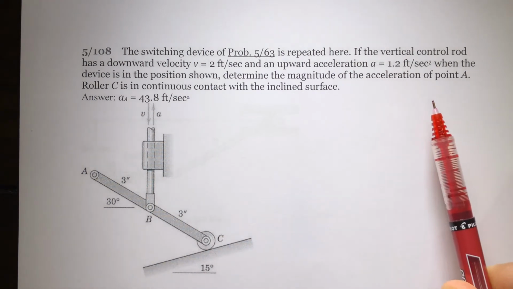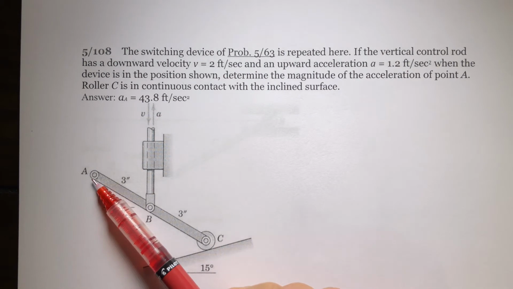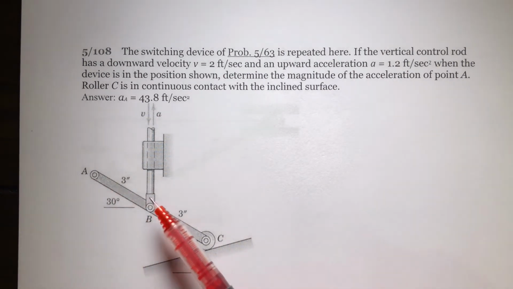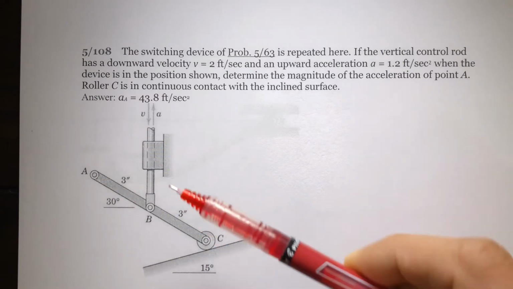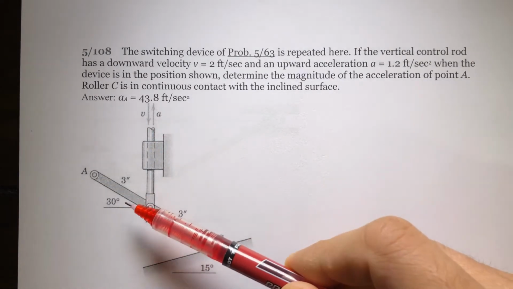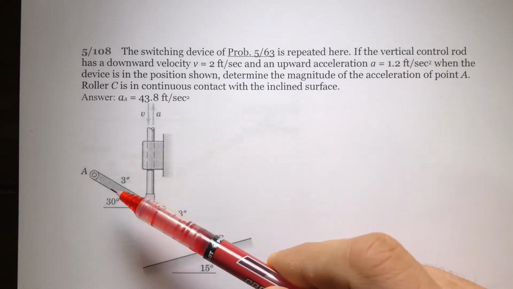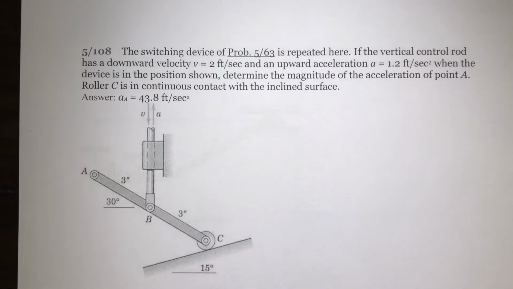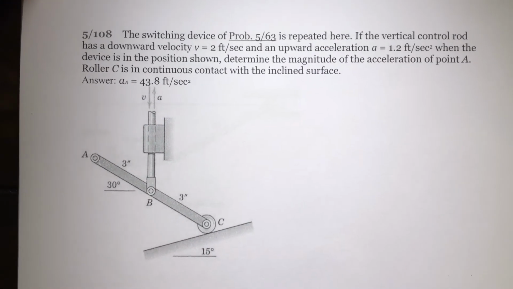Before that, what is the question? The question is, what is the acceleration of point A? In the previous part, we found the velocity of point A. Now, we have some information about the acceleration of this rod, 1.2 feet per second squared upward, and we are trying to find acceleration of point A. Okay? Try your best to solve this problem, at least spend 30 minutes on this, then watch the rest of the video.